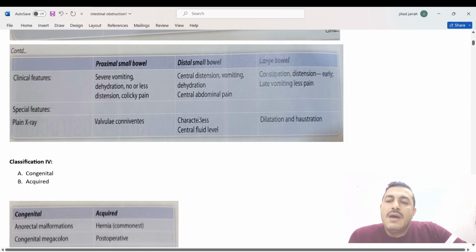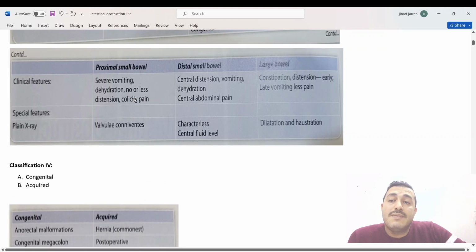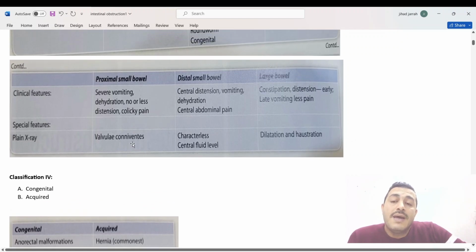These special features, for example on the X-rays in the proximal bowel, we will see what we call the plica circularis or valvulae conniventes.